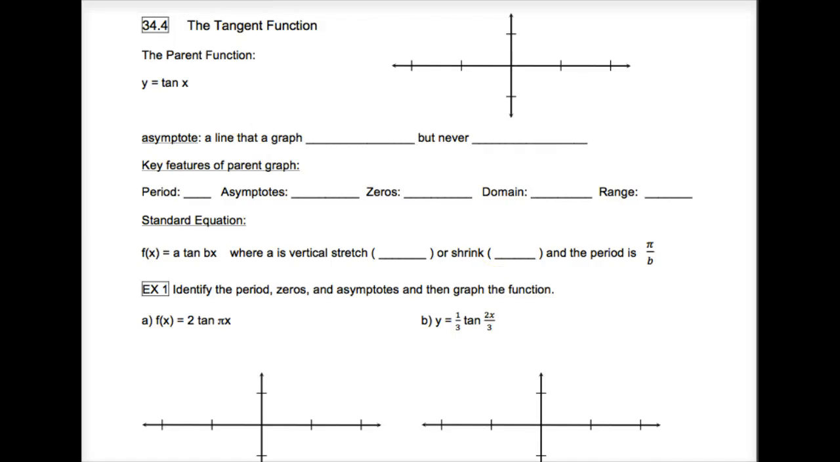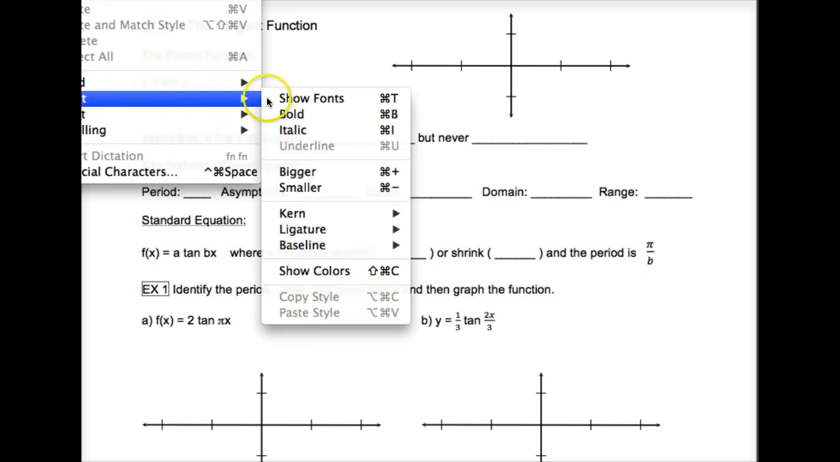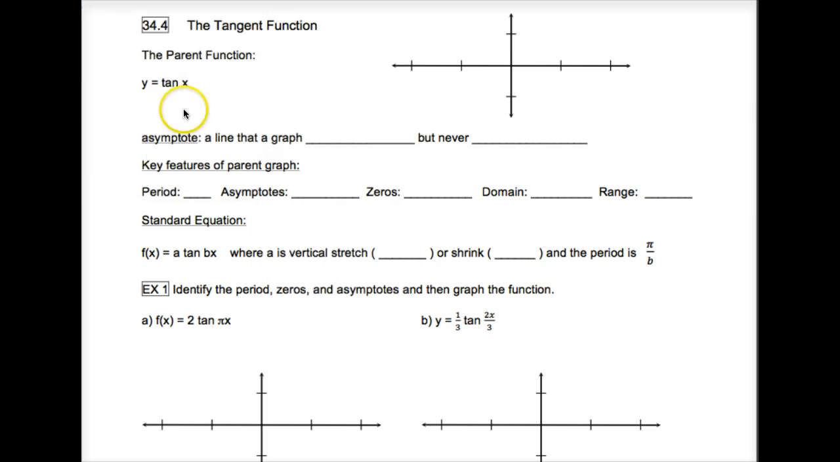All right, so we're going to be talking about the tangent function today. And the tangent function is different than the sine and cosine, in both the way it looks and in a lot of its key features. So here's what our parent function looks like. It's y, or f of x, equals tangent of x.